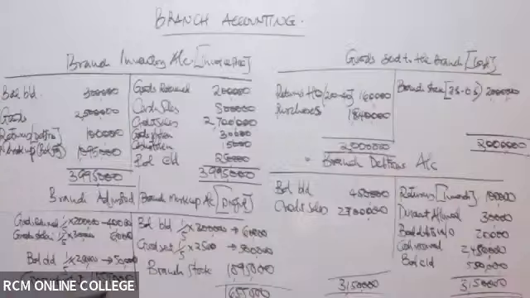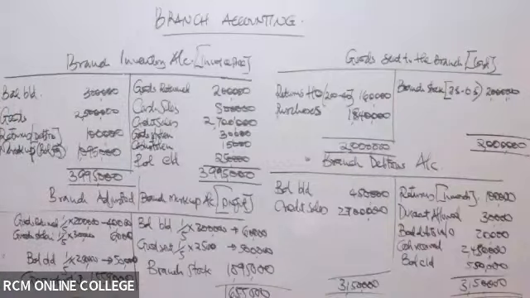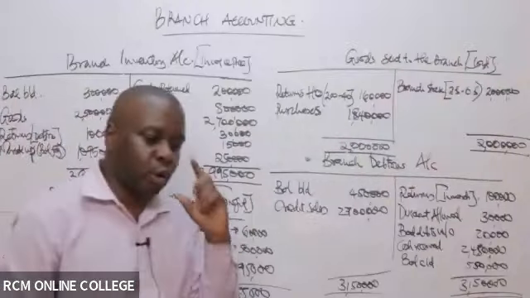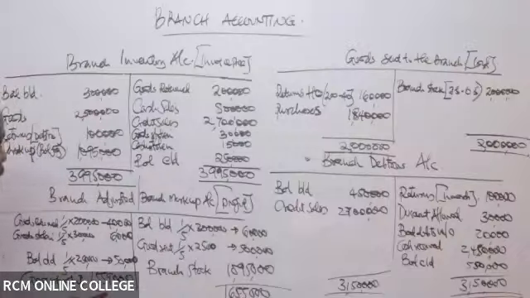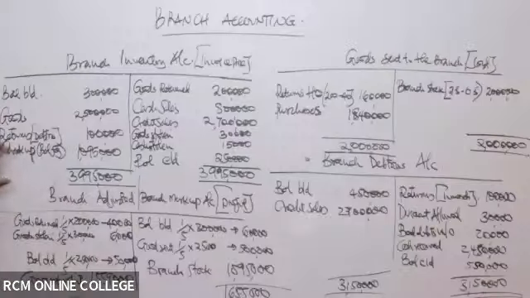But if you get a different figure, it means you have made a mistake somewhere in your workings. So you need to check what could be the issue. Automatically, when you prepare the income statement and take the sales minus the cost of sales, we should get this as the gross profit. The balancing figure in the branch markup account is normally the gross profit realized by that branch.